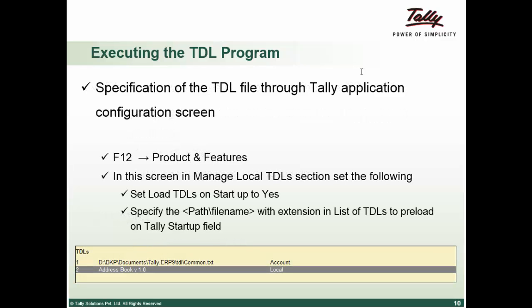Or you can go to the Tally application, F12, the configuration button, go to product and features. On the right hand side you will see there is an F4 button, Manage Local TDLs. Then you have the option Load TDLs on startup, set it to Yes, and where it is asking for the file name, you can provide the file name. The moment you accept, it will be shown on your Tally screen in the local area.